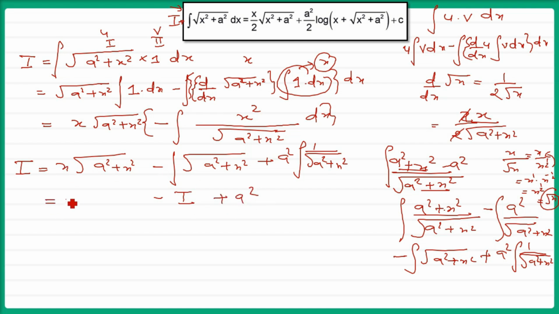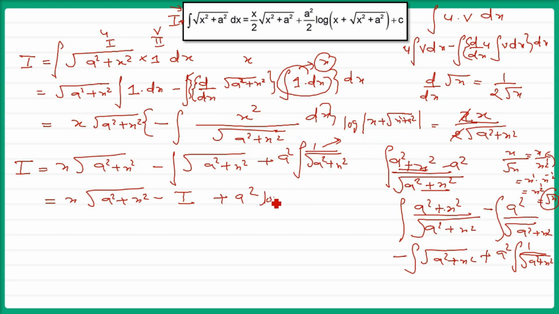Let's write the first term first, then I'll tell you about the last one. x under root a square plus x square is already there. Minus I will take on the left hand side. a square is outside. 1 by under root a square plus x square has a direct result. Now let me write it here, just to keep this inside your mind. It is log modulus of x plus under root x square plus a square. So in place of the integration of 1 by under root a square plus x square, just write this: log x plus under root x square plus a square.